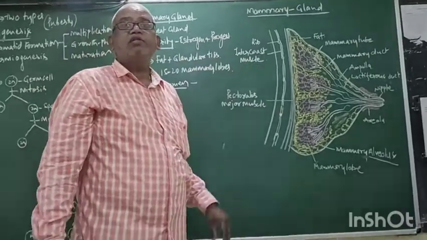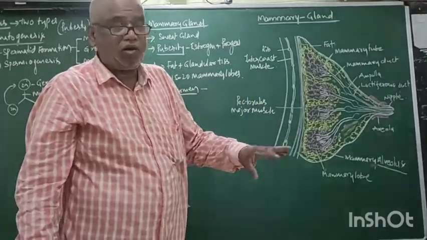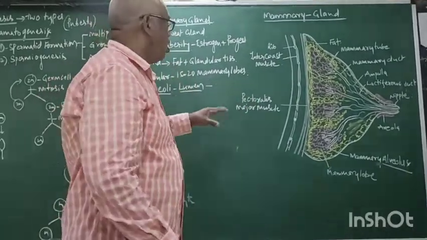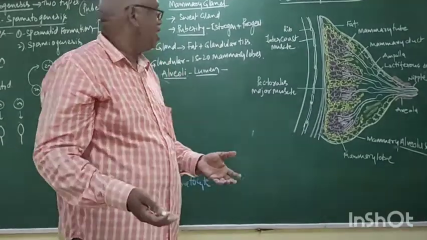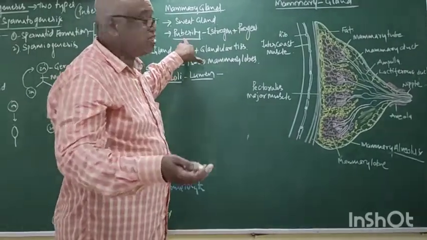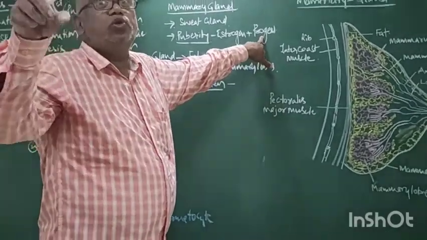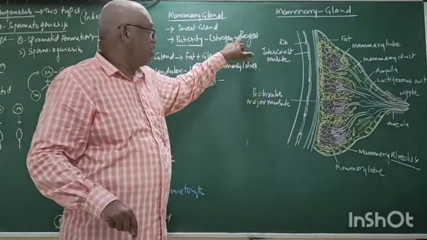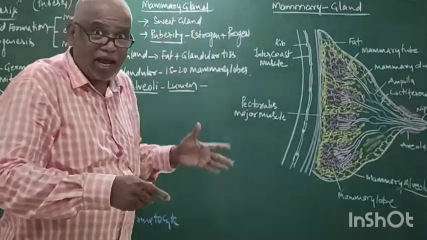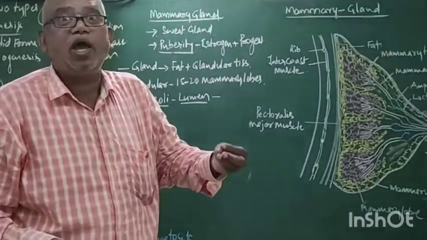Right. The mammary glands are present in both males and females, but a well-developed and functional mammary gland is the character of the female. When a female reaches puberty, estrogen and progesterone, the two important hormones produced from the ovary, work on the mammary gland. Due to this, the mammary gland grows, develops and functions.